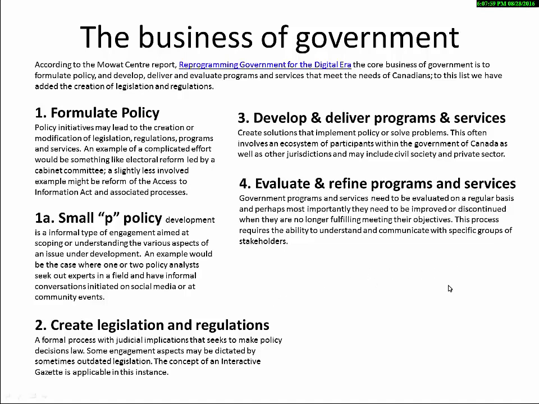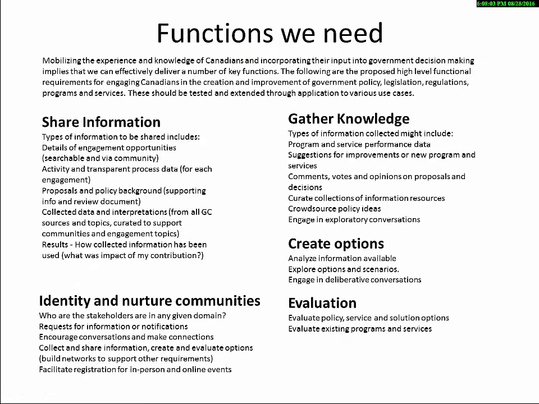So, assuming that is the starting place of what we're trying to support, I looked at what functions we might need to do that, and came up with a proposed list of 5 high-level functions. These need to be tested as we go forward and added to, revised. Perhaps some will turn out to be irrelevant. But my premise is that we must share information, lots of different types of information. We must identify and nurture communities because, after all, we are a government of people. Those communities are both inside of government and external.